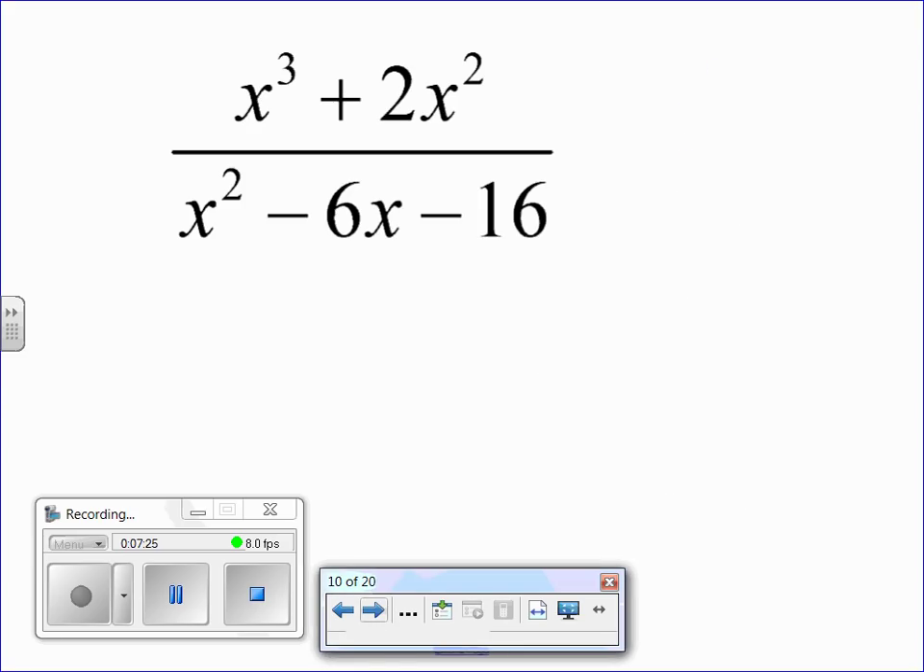All right, ooh, this is getting bigger. x cubed plus 2x squared over x squared minus 6x minus 16. Alrighty, on the top we're going to use a common monomial again. Do you know what it would be? What we can factor out of both terms? Go ahead and guess. It's an x squared. That would leave us with an x plus 2.